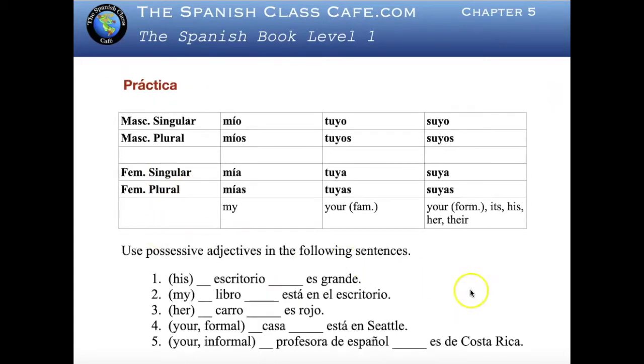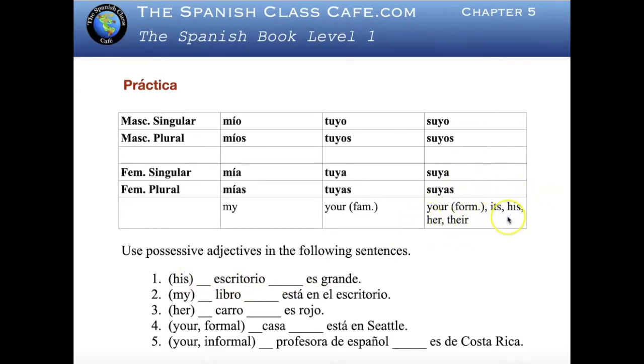Again, take a few seconds to see if you can put the correct possessive adjectives. Number one, you want to say, his desk is big, but with these possessive adjectives. Okay, you have to put the definite article in the front. Escritorio is masculine. That will be el escritorio. Now you're talking about his. You have to go to here in the chart.